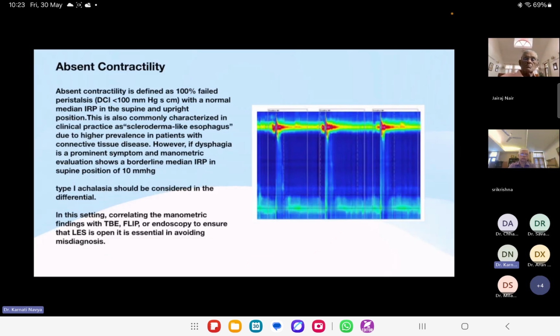Absent contractility is defined as 100% failed peristalsis with an index of less than 100 mm of mercury, with a normal IRP in both supine and upright positions. It is usually considered a scleroderma esophagus because of the high prevalence in patients with connective tissue disorders. However, if dysphagia is a prominent symptom and the manometric evaluation shows a median IRP in supine position of around 10 mm of Hg, type 1 achalasia should be ruled out as a differential.